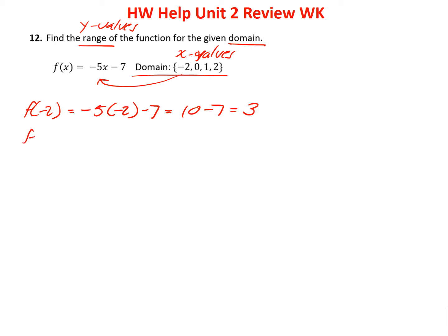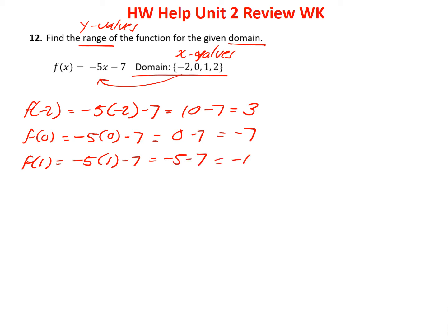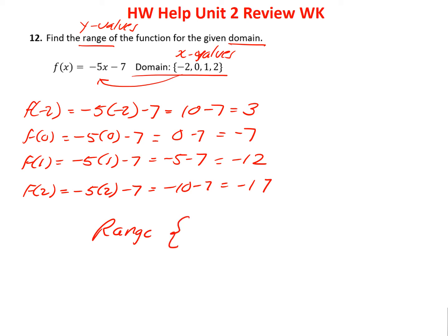Now let's plug in 0. F of 0 equals minus 5 times 0 minus 7. Any number times 0 is 0, minus 7. Our answer is negative 7. And then f of 1, minus 5 times 1 minus 7. So that's negative 5 minus 7. It's going to be negative 12. And then finally 2. F of 2 is minus 5 times 2. Minus 5 times 2 is going to be negative 10 minus 7, negative 17. So our answer, our range, and I'll use the set notation here, is going to be, let's put them in order, minus 17, minus 12, minus 7, and 3.